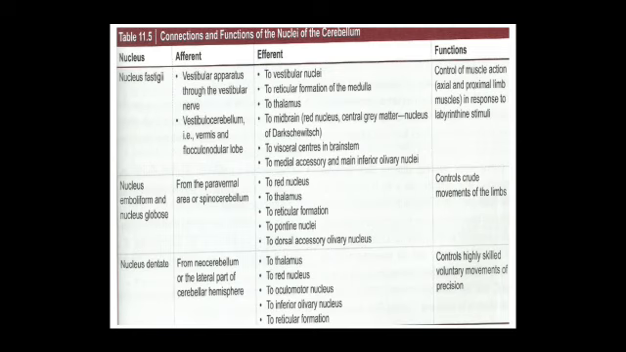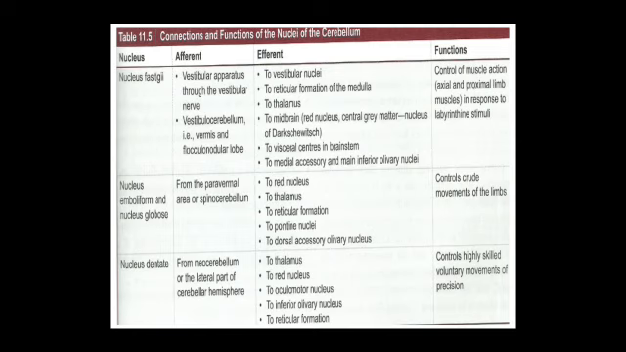Nucleus emboliformis and nucleus globosus receive from the paravermal area of the spinocerebellum. Main efferents go to the red nucleus, thalamus, reticular formation, pontine nuclei and dorsal accessory olivary nucleus. Both these nuclei control crude movements of the limbs.